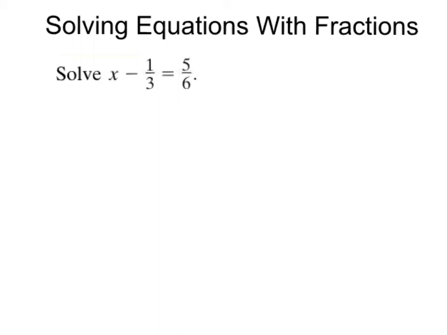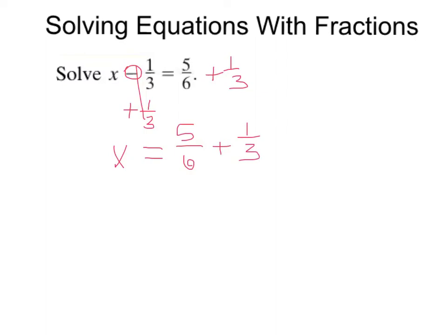Now let's look at solving an equation with fractions with just using the inverse operations. So in the original equation, we have subtraction. So the opposite of subtraction is addition, so we're going to add 1/3 to both sides. So these two cancel out. Your variable comes down, your equals comes down. Then our new equation is 5/6 plus 1/3.